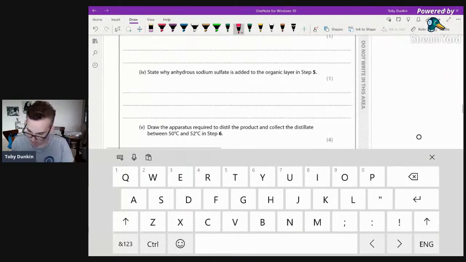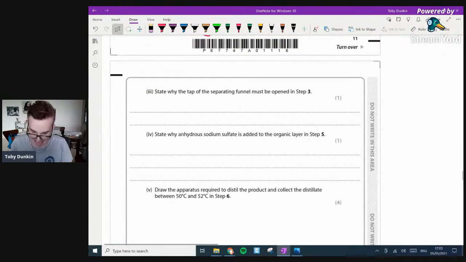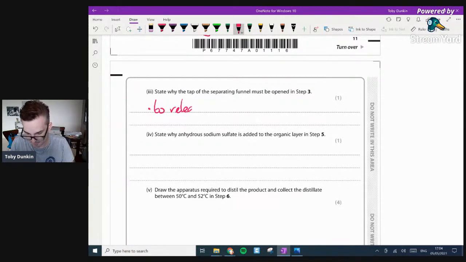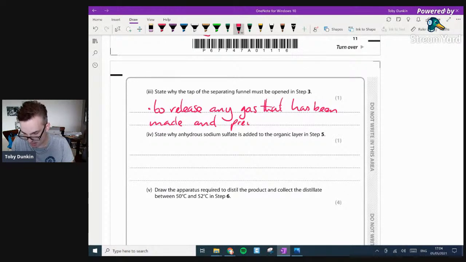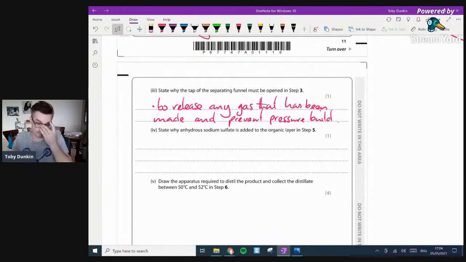So the reason why we open the tap is to release any gas that's been produced, to release any gas that has been made and prevent pressure buildup. I don't think you need the pressure buildup bit, but meh.